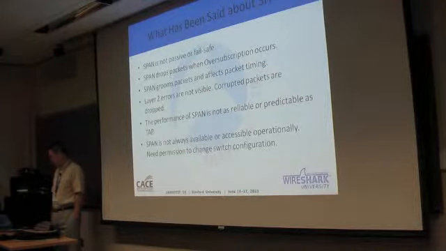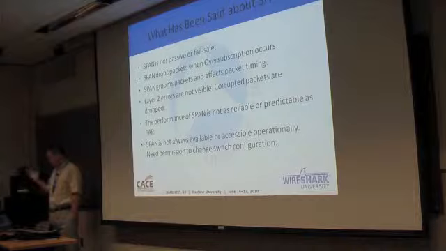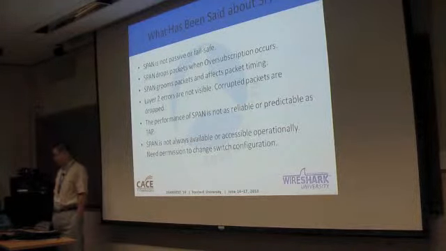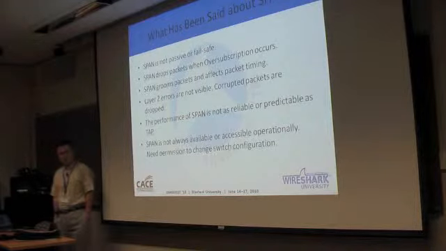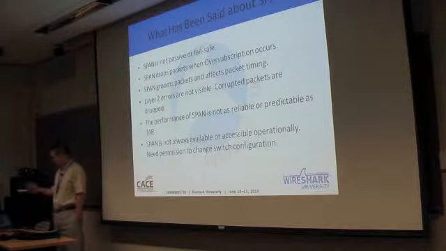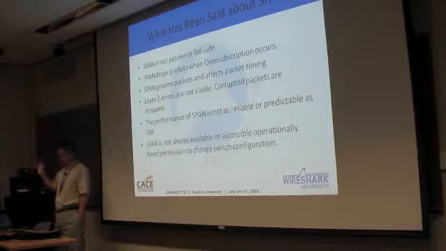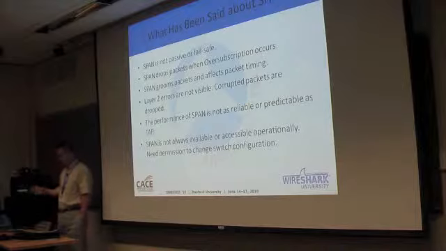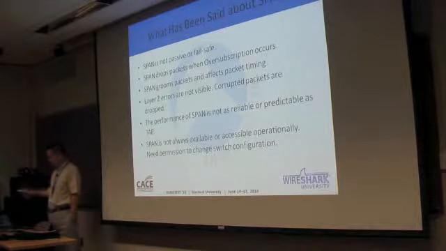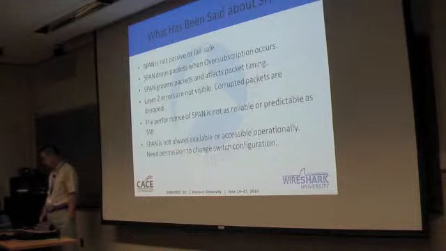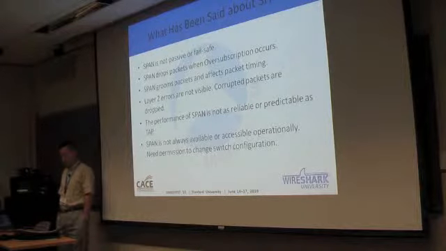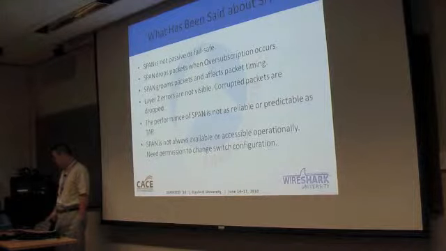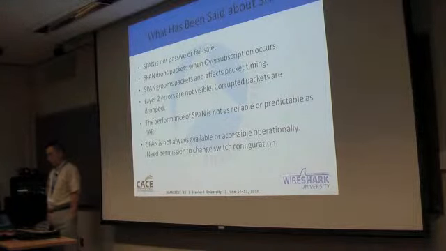This is a summary. SPAN is not passive or fail-safe. In other words, those white papers and technical articles say SPAN is not passive, whereas a TAP is passive. Also, SPAN drops packets when oversubscription happens, and SPAN groups packets and affects packet timing.